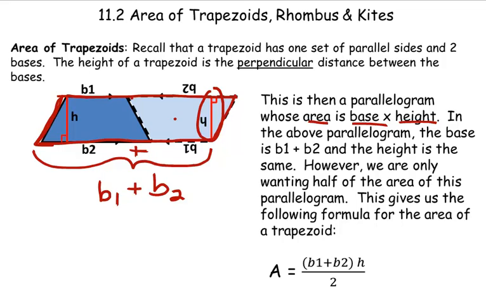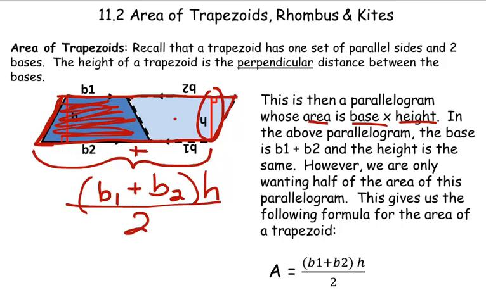And so the area of this would be base 1 plus base 2 times the height. But then if we look at this figure, how much of it for the trapezoid were we really wanting? And we were really only wanting the area of this part over here, just half. And so that's how we come up with the formula. The area of a trapezoid is going to be base 1 plus base 2, add your two bases, multiply by the height, and divide by 2.